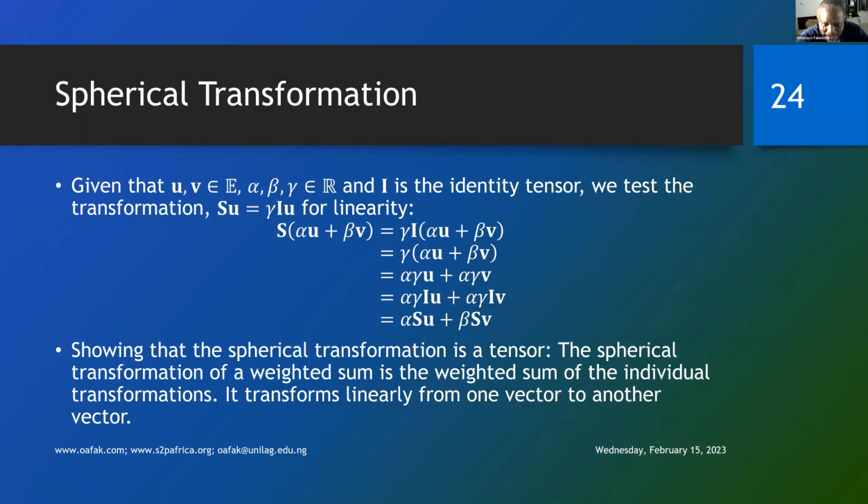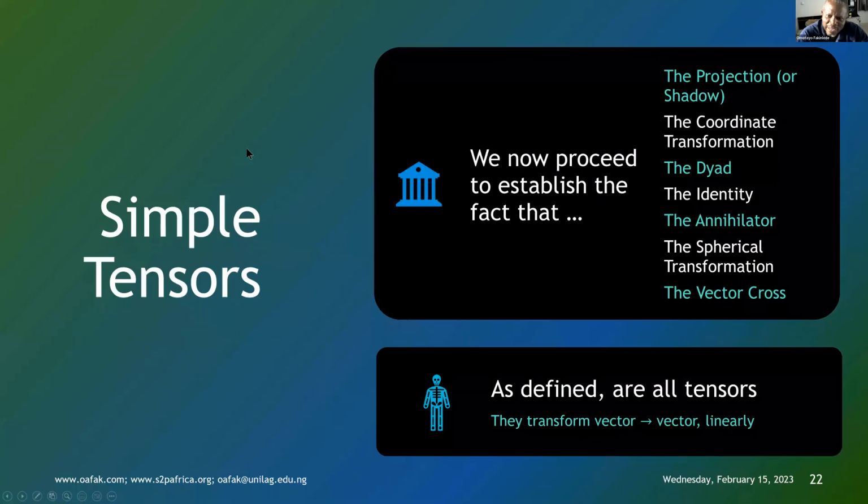So we have established that the spherical transformation is a tensor, the identity transformation is a tensor, and the annihilator transformation, if you just put gamma to be 0, is also a tensor transformation. So we were trying to see what happens to 7 different things. We have now been able to check 3 of them: the identity, the annihilator, and the spherical.